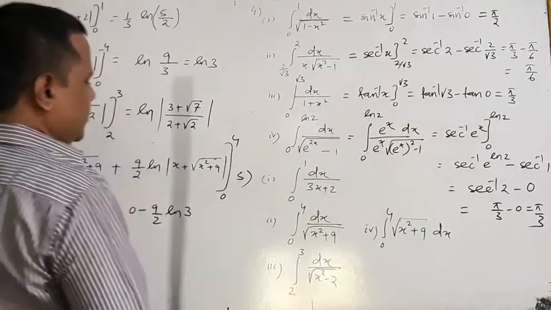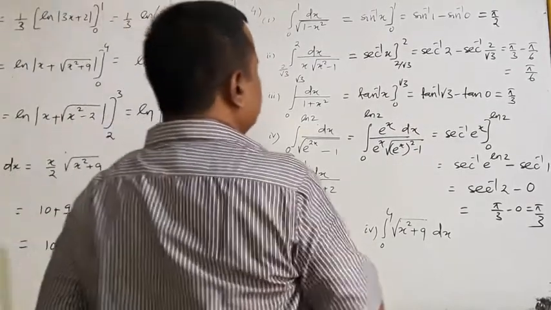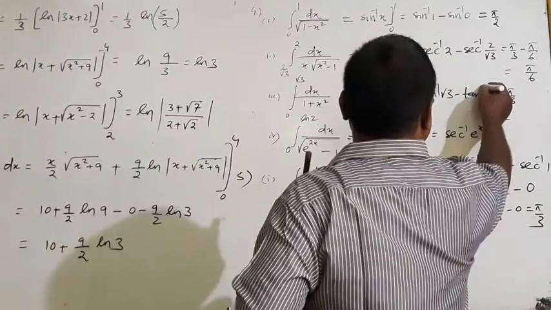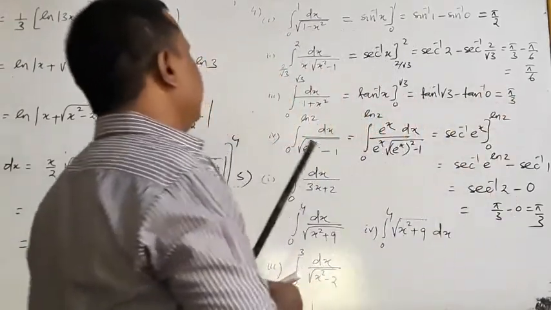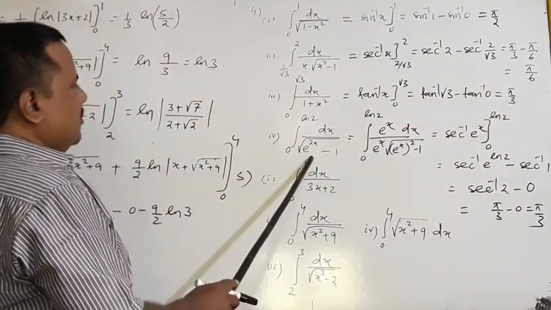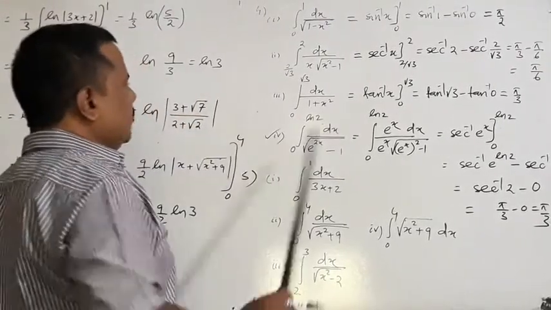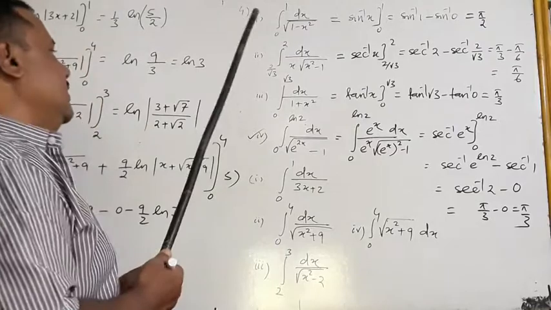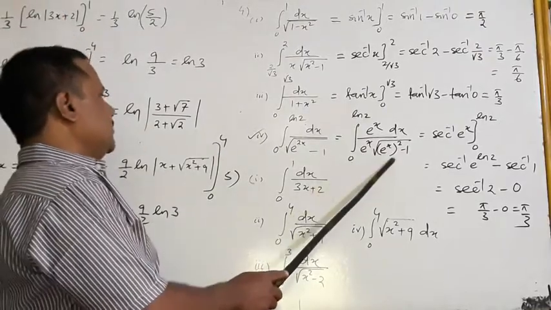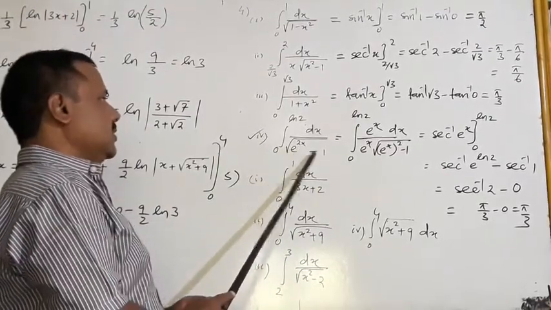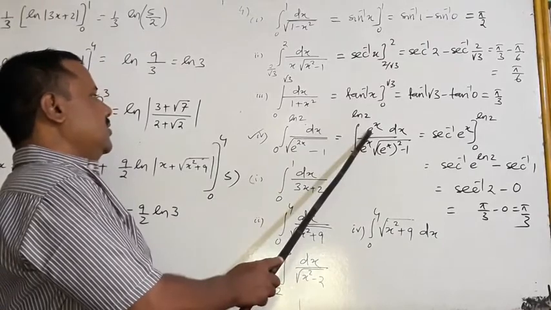Put tan inverse root 3 minus tan inverse 0. Tan inverse root 3 is pi by 3, minus 0, is pi by 3. Similarly, for this problem, this is the important thing: you have to multiply e to the power x in numerator and denominator. Then it becomes e to the power x square, that is e to the power 2x minus 1, and in the numerator e to the power x.